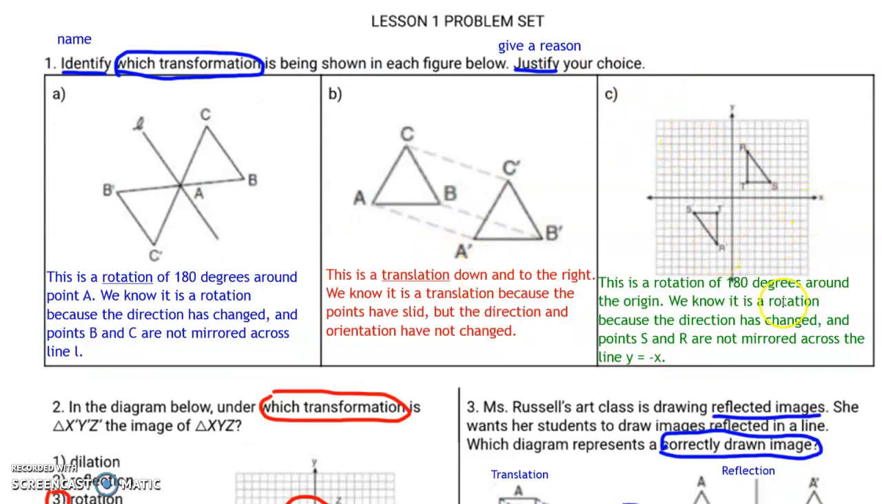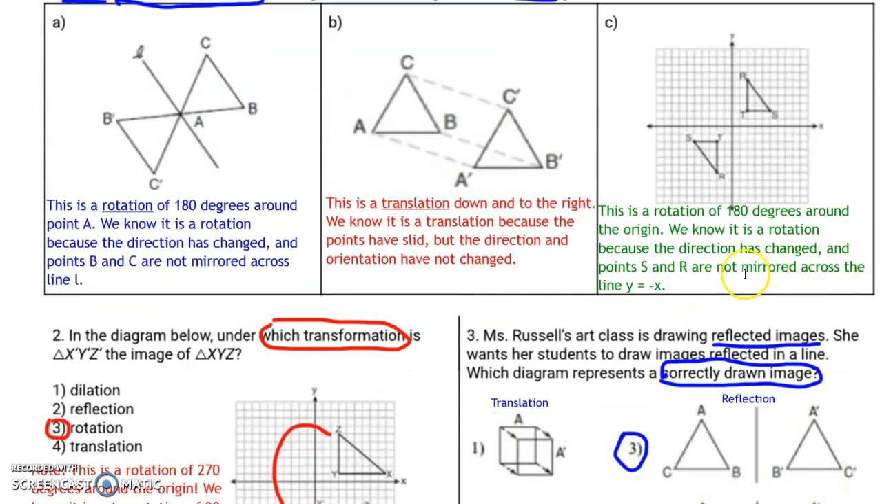And for letter C, we know it's a rotation. This one is a rotation as well. It's a rotation around the origin. Remember, you have to specify what it's going around. R becomes R prime, S becomes S prime, and so on. We can connect straight lines between S and S prime through the origin, R and R prime through the origin, T and T prime through the origin. Not mirrored across the line y equals negative x. Some students said it was a reflection across this line, but it is not a reflection because R doesn't become S prime, R becomes R prime, which is down here.